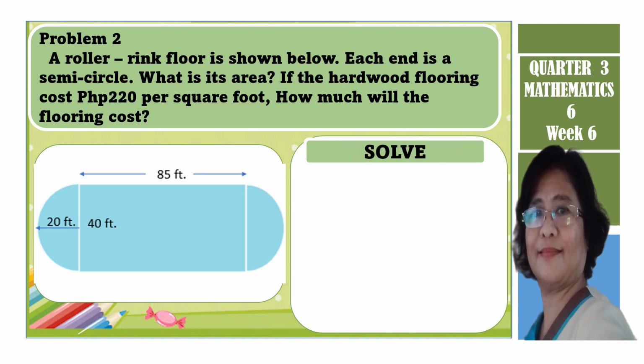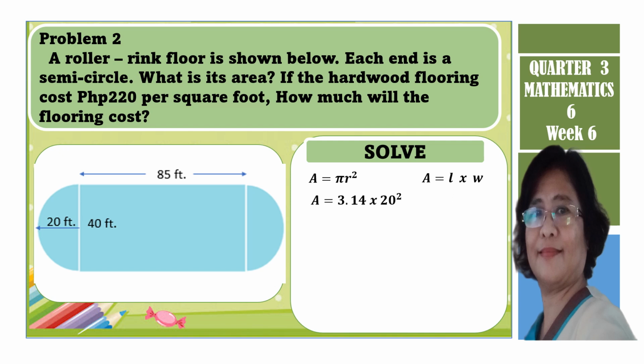Let us now solve the problem. The given is the circle and the rectangle. To find the area of the circle, we use the area of the whole circle because the figure is composed of two half circles, and two half circles is equal to a circle. So the value of the radius is equal to 20 feet and pi is 3.14.